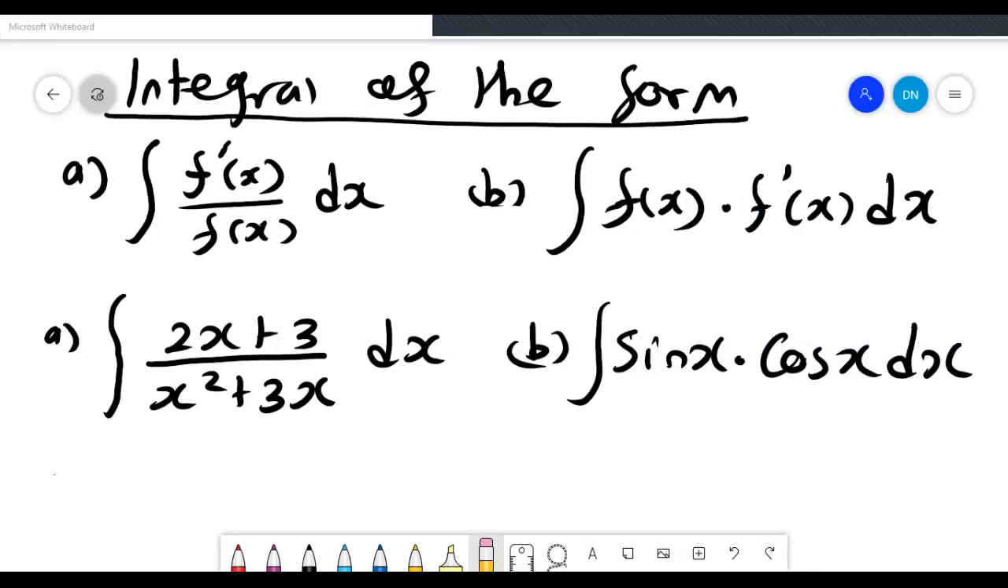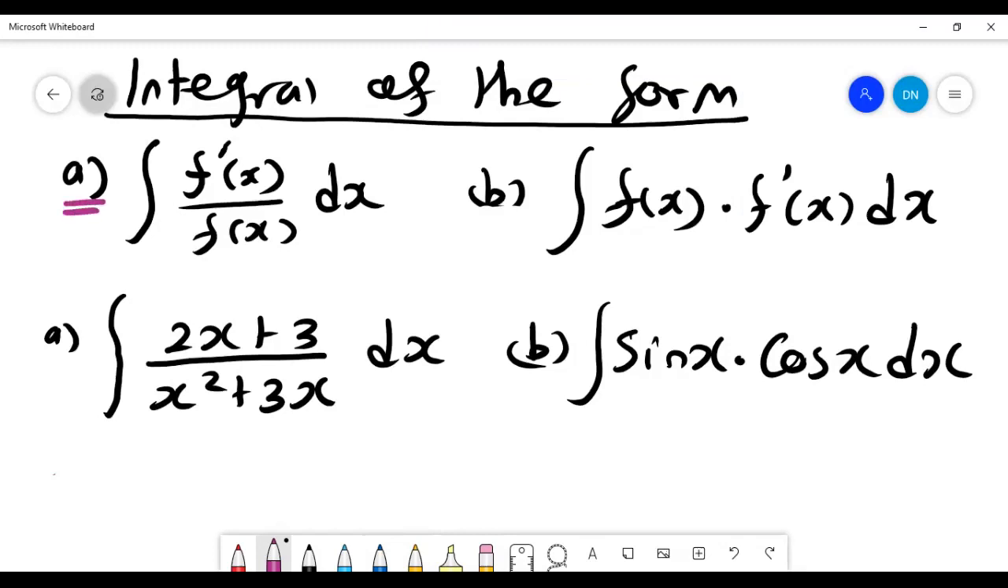We want to look at the integral of the form. I have two forms here. The first form is where I'm dividing the derivative with its original function. And the second form is where I'm multiplying the derivative with its original form. So I have two forms that I want to look at, and I have two examples.